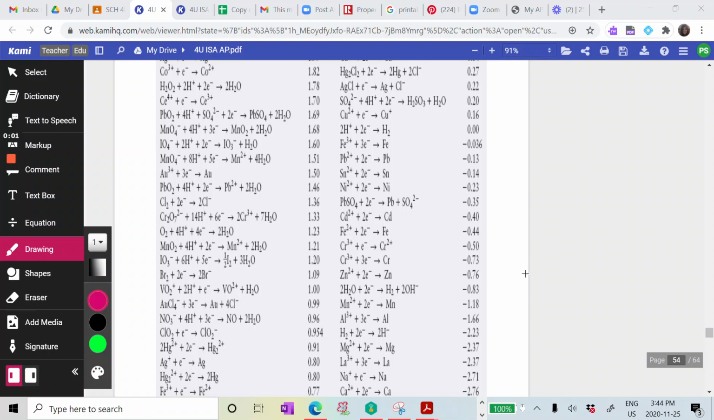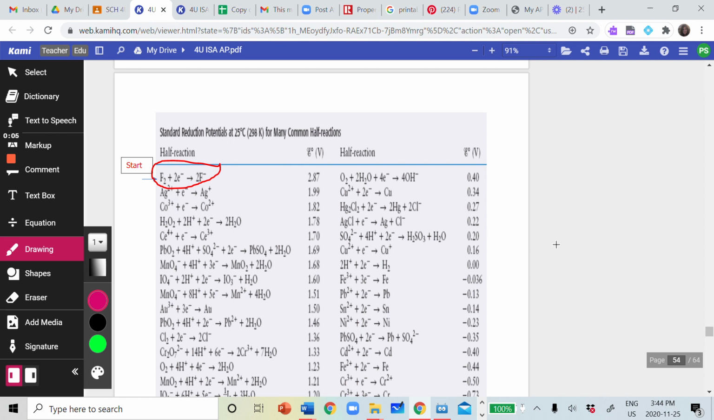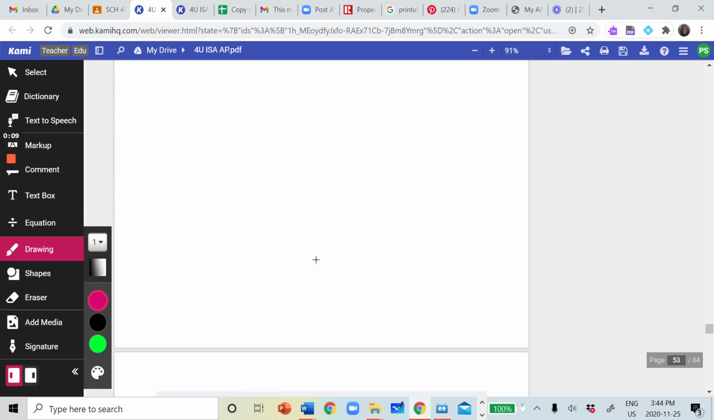Hi, boys and girls. So I just want to address a few points related to this table here. It's called the standard reduction potential table. So you'll be provided with this table on the test.